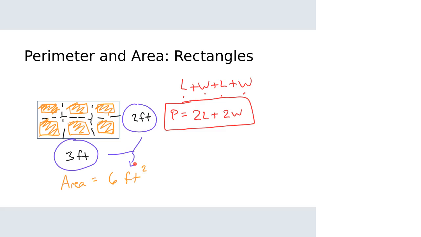Excellent, Kevin. That's it exactly. And that's going to be our formula for the area of a rectangle: length multiplied by width. Length times width is going to give me the area of a rectangle. So our formula for the perimeter is 2L plus 2W. Our formula for the area is length times width.